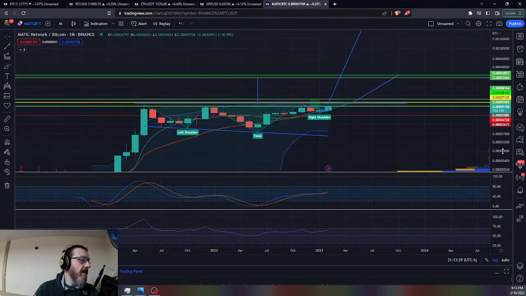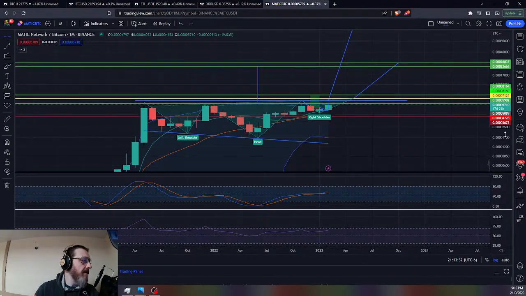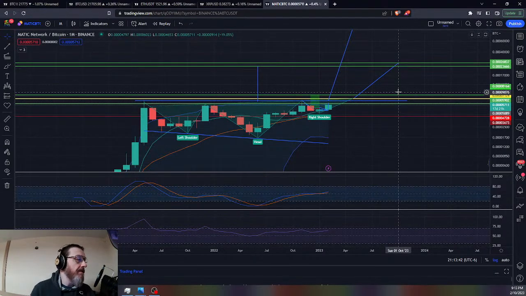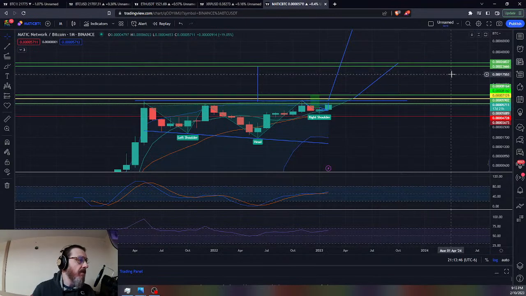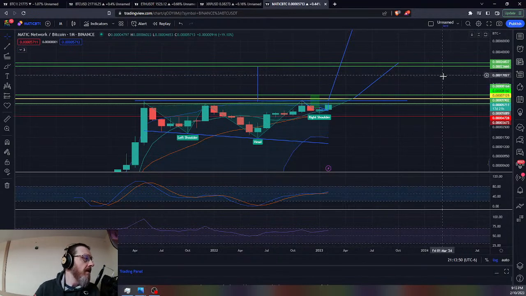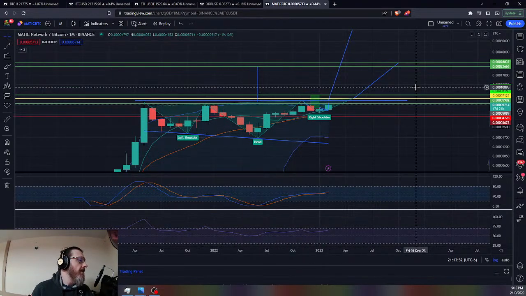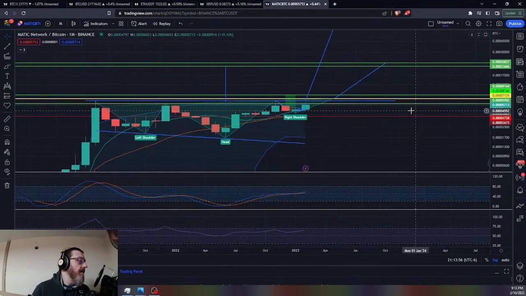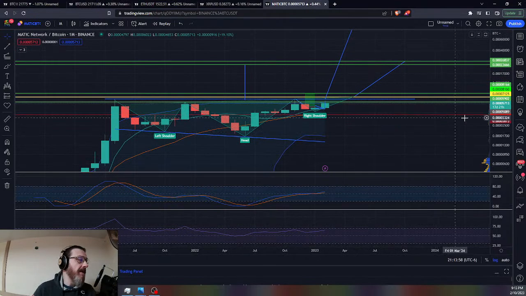And what that's really going to constitute for Matic is a possibly huge move, maybe even to the end of this year, where we could see Matic anywhere between about 2,300 and 2,700 Satoshis. So, very, very interesting pattern playing out for Matic.